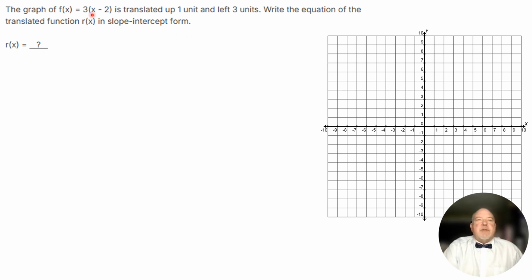So the first thing I want you to notice is this is a linear equation. So we have an x here. It doesn't have an exponent on it. So this is going to be linear.